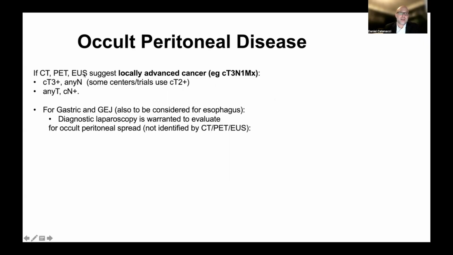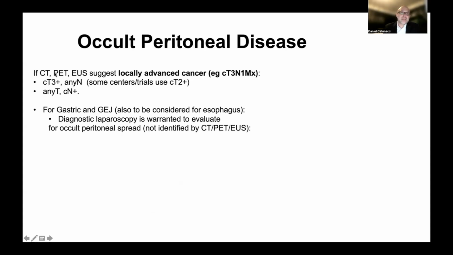On the other hand, there are a number of cases where CT scans, PET scans, and the endoscopic ultrasound suggest merely a locally advanced cancer that is not obviously metastatic. An example of that would be a clinically staged T3N1 MX. This is probably one of the most common stages for gastroesophageal cancer at the time of presentation. This, as an example, would be a locally advanced cancer, again, defined as being T3 or higher, with at least one node being clinically positive.